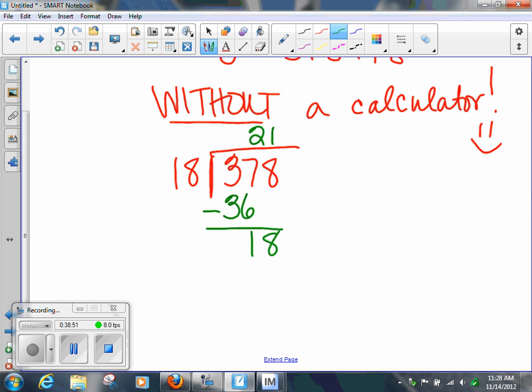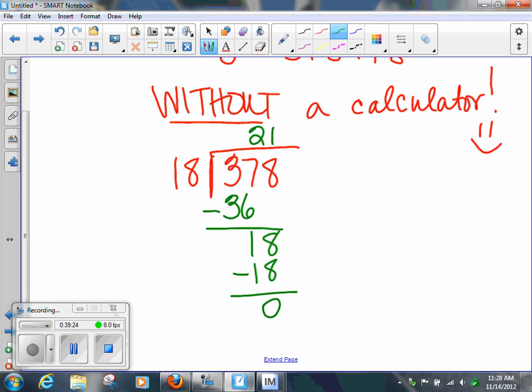1 times 18 is 18. And we're going to subtract. And what is our remainder? 0. The remainder is 0. So that means our quotient is 21, right?